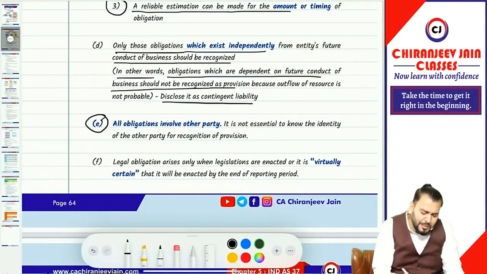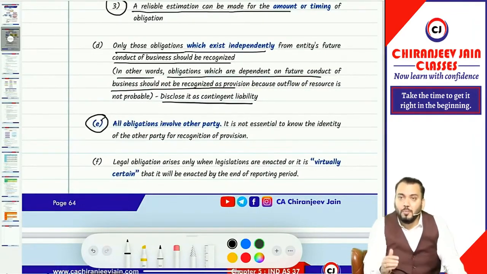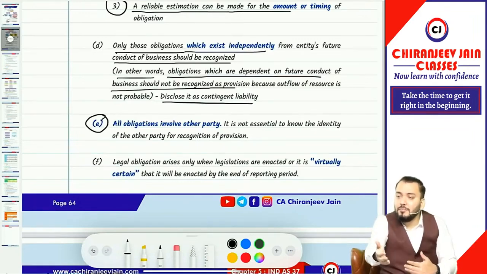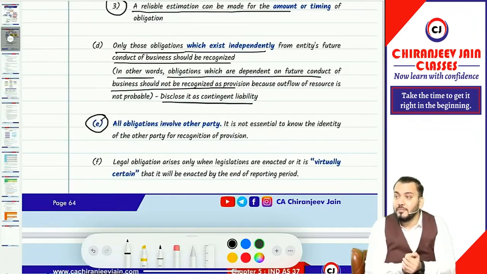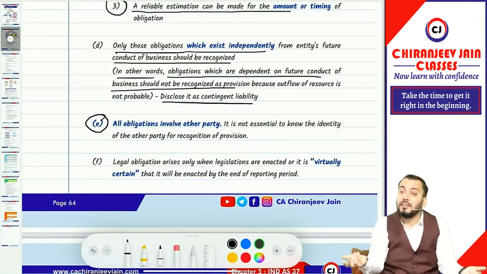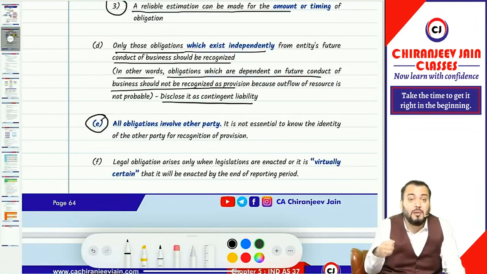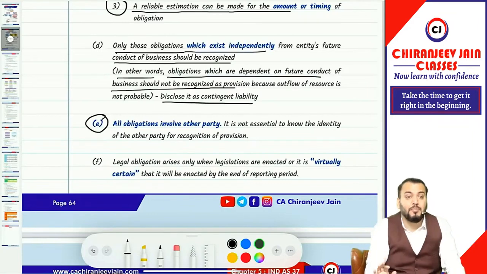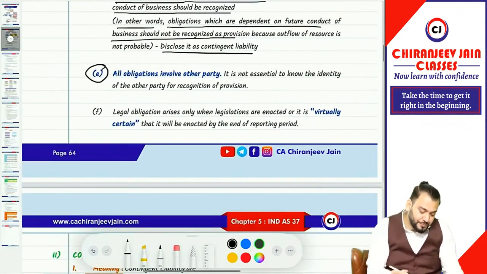Come to point number E. Point number E is very simple. Can I say every obligation will involve another party? But it is quite possible that you don't know the identification of that other party. If there is an obligation which is payable to some party, but you don't know which party, then also Ind AS 37 says recognize the provision irrespective of the identification of that party. So even though you don't know the identification of the other party, recognize the provision. Understood? Next point.